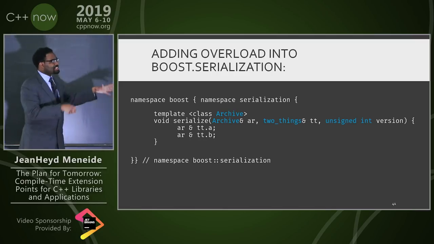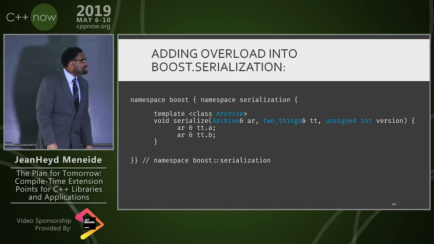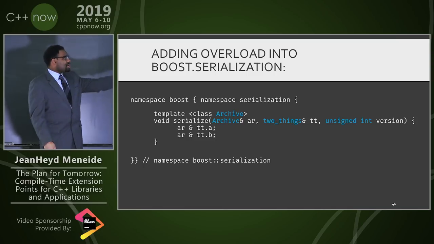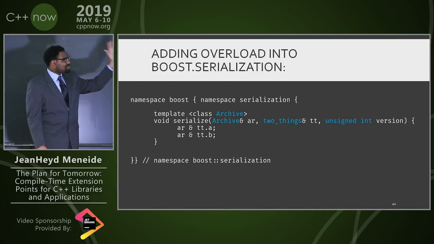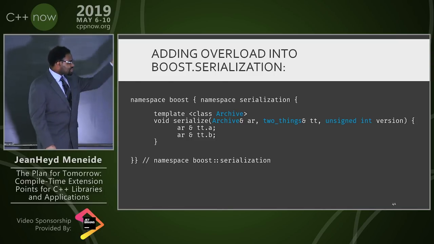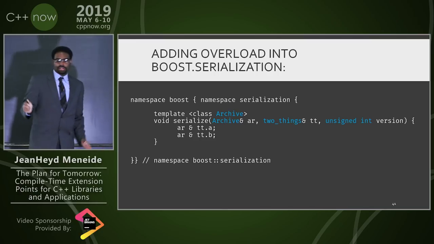That's just a really cool thing that's in boost serialization. But other than that, you take the archive, you take your class, you take the version, and then you serialize whatever you want, and then you close the namespace and you're done, right? And that's how this works.